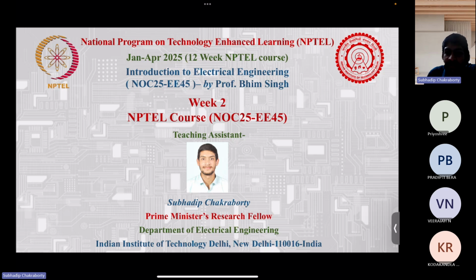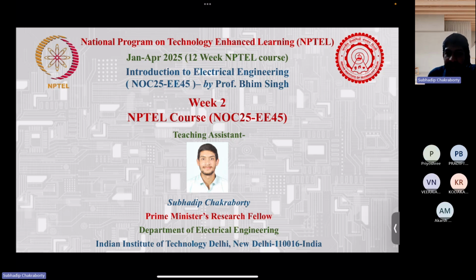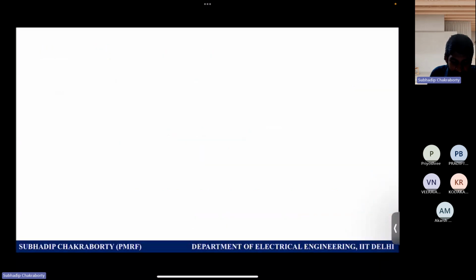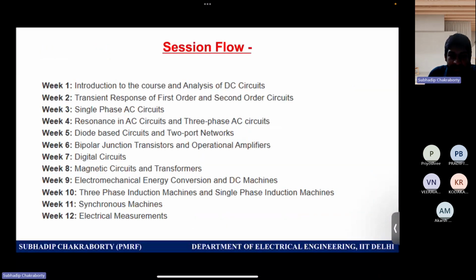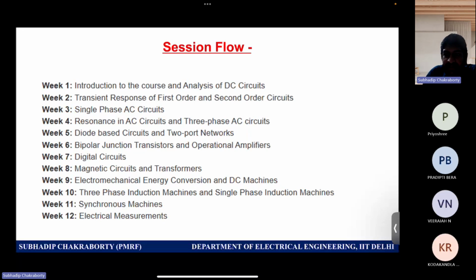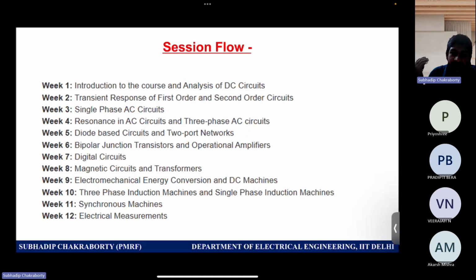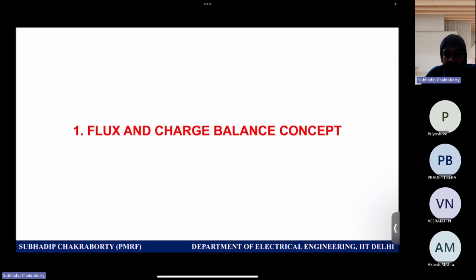So welcome to week 2 of the live interactive session of the NPTEL course Introduction to Electrical Engineering. In this week, we'll be talking about transient response, with maybe multiple L, multiple C kinds of circuits, and DC circuits, obviously with initial conditions also. For example, the inductor may have some initial current, or the capacitor may have some initial charge, initial voltage. So how do we deal with those kinds of circuits?